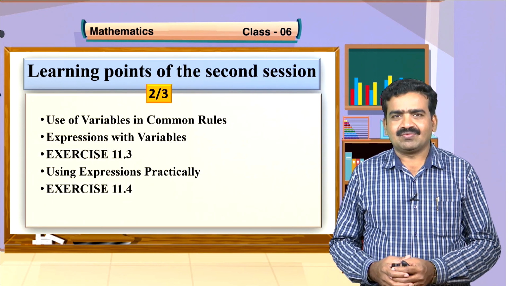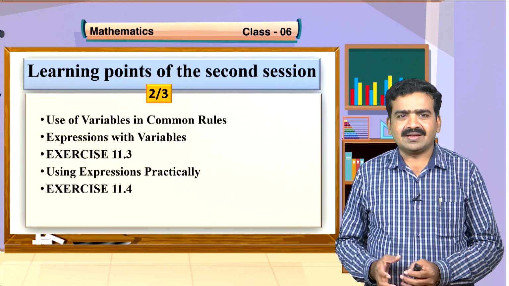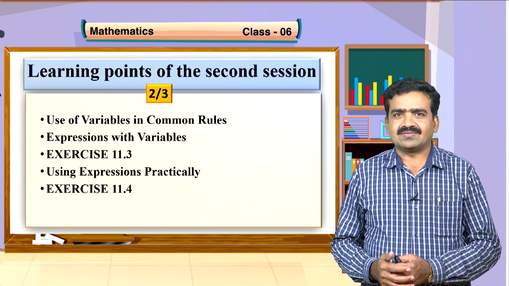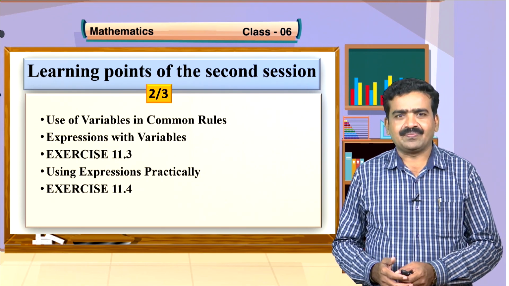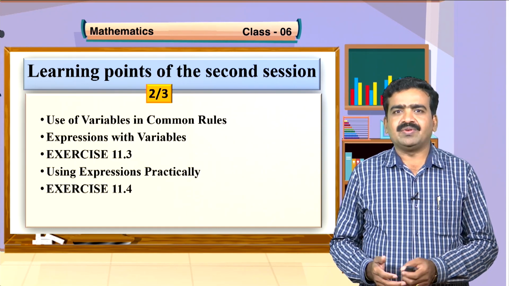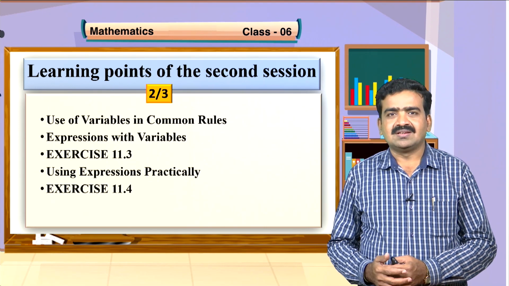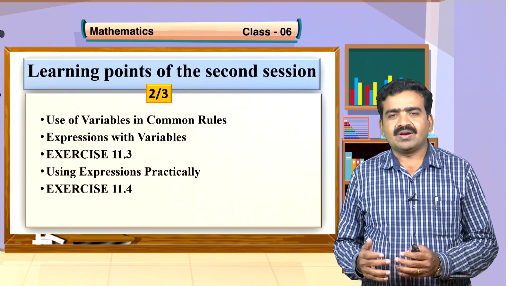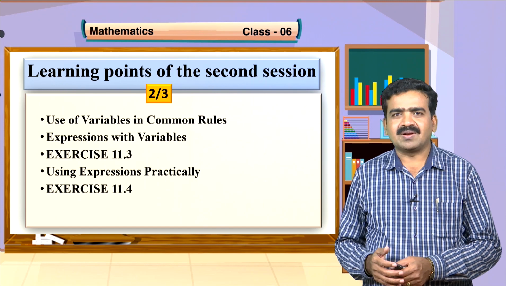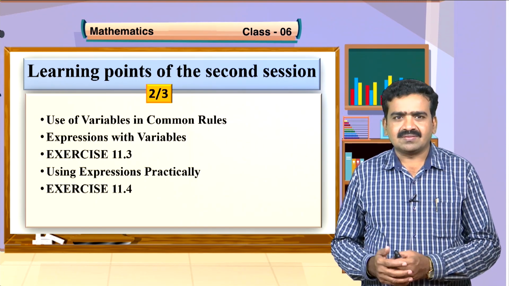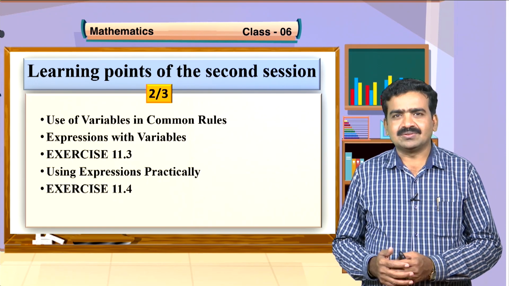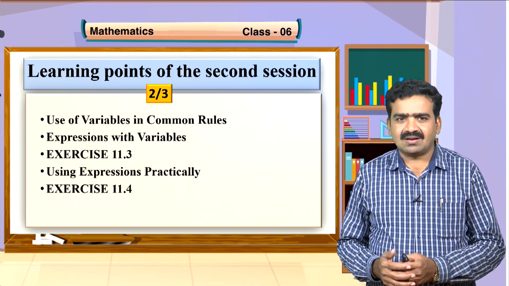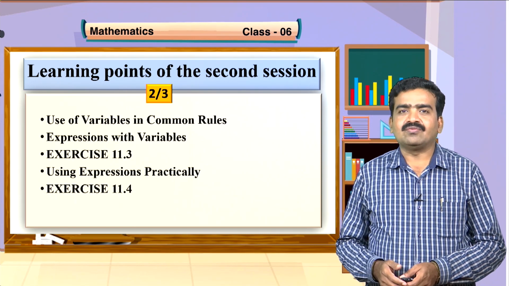In the second session, we have discussed more about algebra. In that, we have learnt about the use of variables in common rules, like in the case of arithmetic, in the case of geometry, etc. And also we have learnt about expressions with variables. We have learnt about algebraic expressions and the method of writing and reading algebraic expressions, and we have learnt how to convert a statement into an algebraic expression. Based on that, we have solved exercise 11.3, and also we have discussed using expressions practically. Under that, we have solved the problems on exercise 11.4.